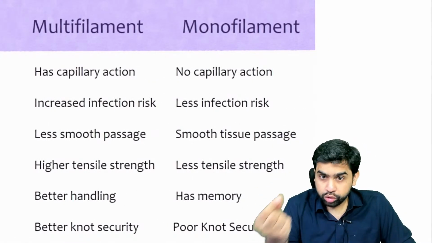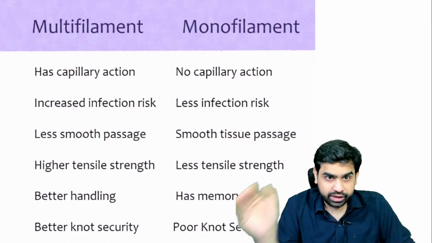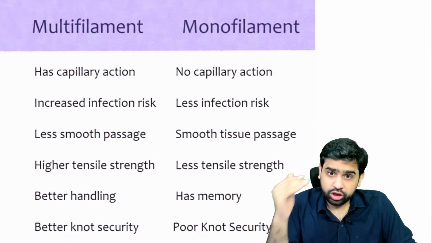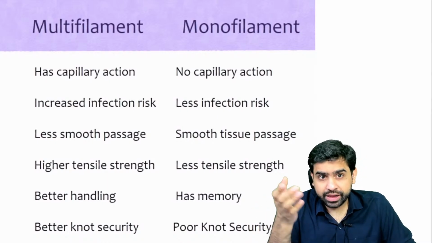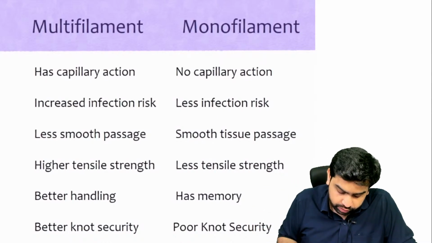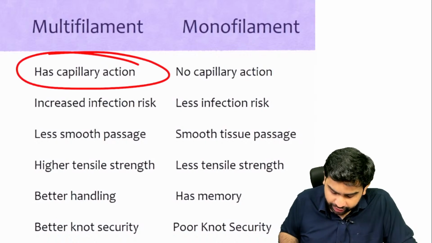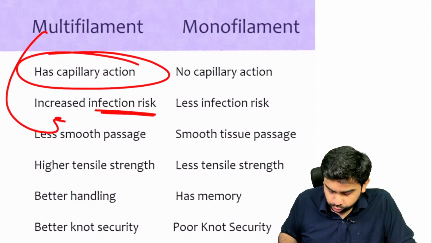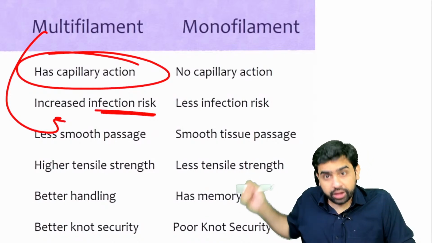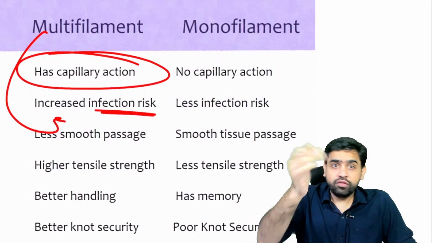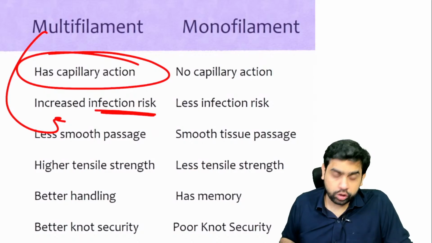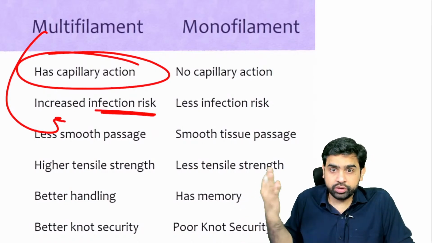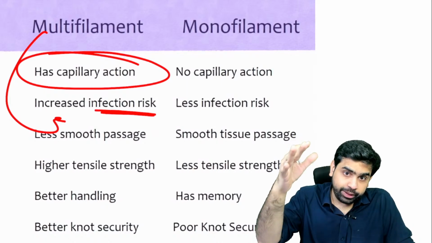Now, the suture material can be either monofilament or multifilament. What about the monofilament? In the monofilament, the capillary action is very, very less. The capillary action is more with the multifilament suture, and because of this, there's an increased risk of infection with multifilament sutures. Now, whenever you pass a multifilament suture through any tissue, it is going to create friction. So there's going to be a bit more tissue trauma with the multifilament suture as compared to the monofilament suture.